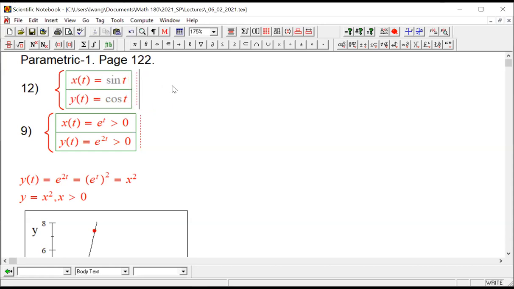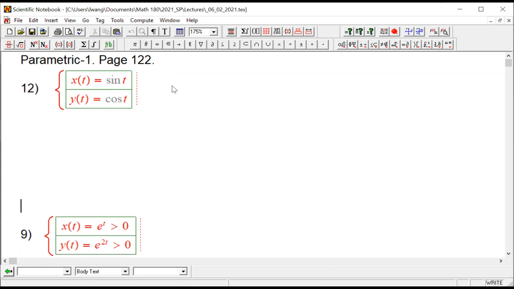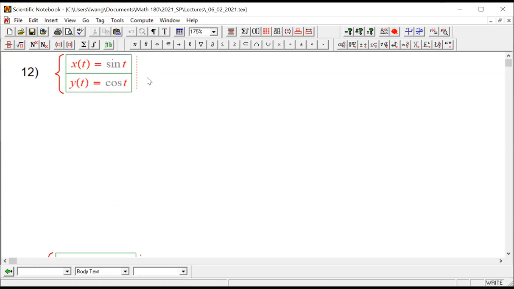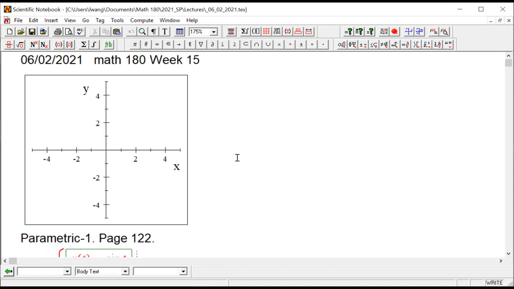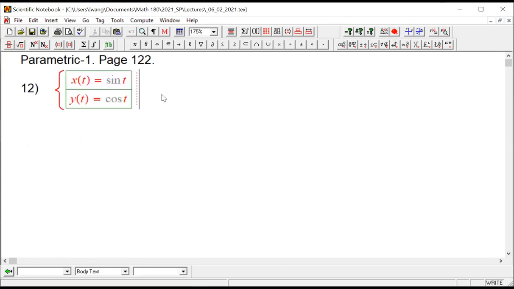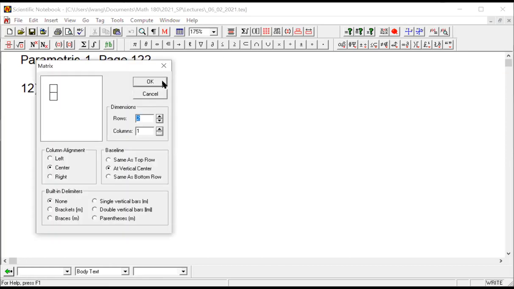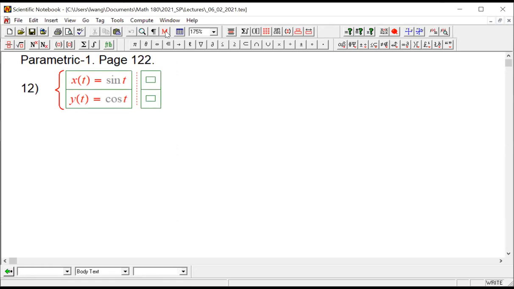But sine has its range, while cosine has its range, right? What's the range of sine? What's the range of cosine? Do we know that? From -1 to 1. Perfect. That's right. We need to be aware of that. So I'm going to put that information: -1 less than or equal to sine of t less than or equal to 1. And cosine is the same.